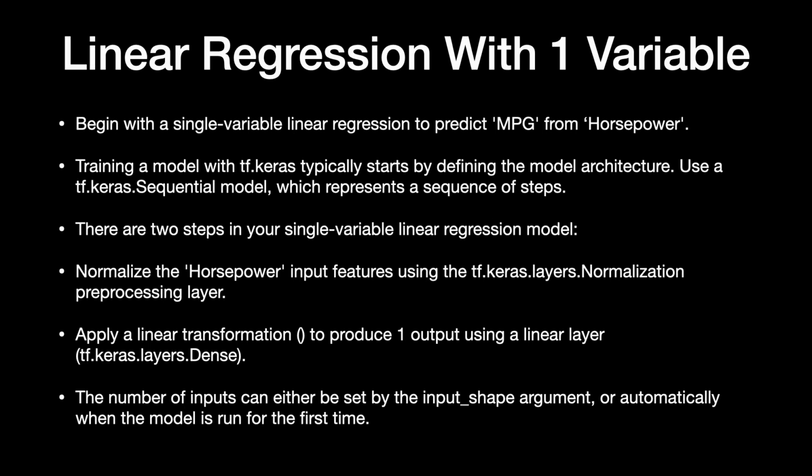Normalize the horsepower input features using the tf.keras.layers.Normalization preprocessing layer. Apply a linear transformation to produce one output using a linear layer, tf.keras.layers.Dense. The number of inputs can either be set by the input_shape argument, or automatically when the model is run for the first time.